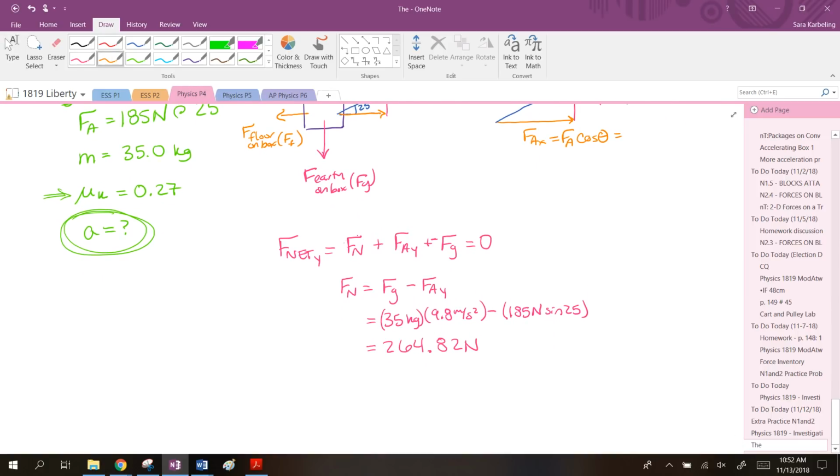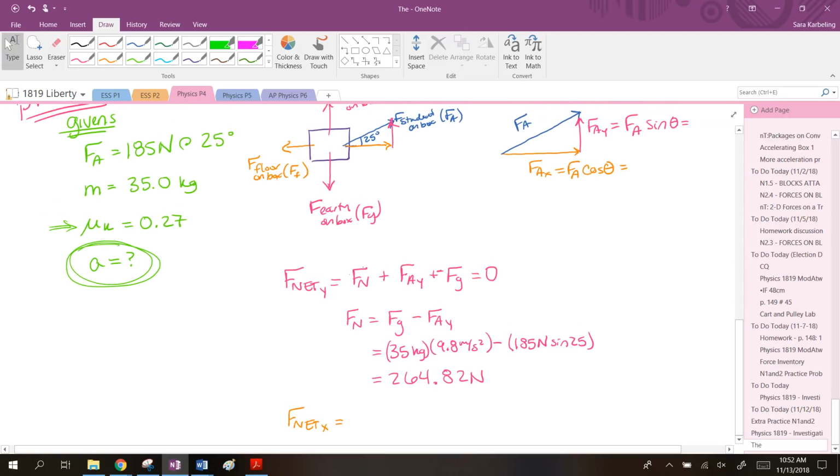And then we're going to do F-net in the x direction. So if we look at the free body diagram, we're going to add up all the forces that are acting in the x direction. So I've got Fax, and I've got the force of friction. Force of friction is acting the other way. They are not going to add up to 0 because it says that it's got some acceleration, or it actually potentially has some acceleration. So I'm just going to write that as F net equals ma.